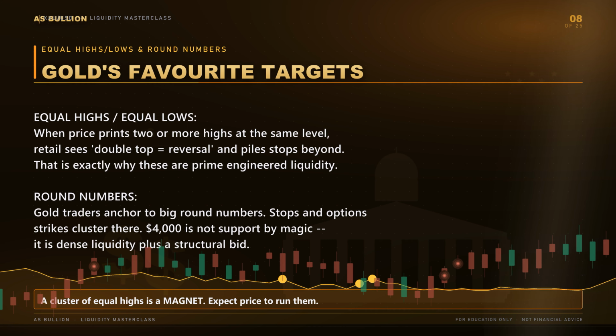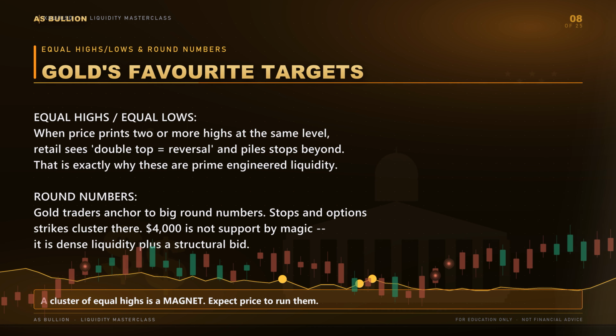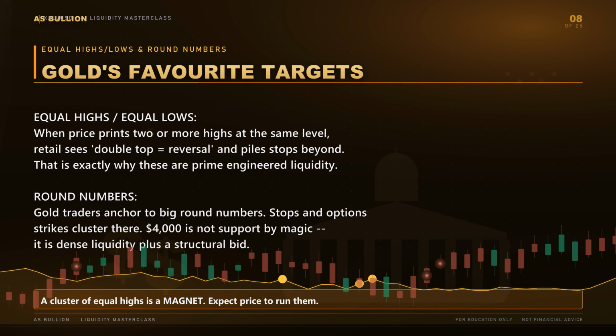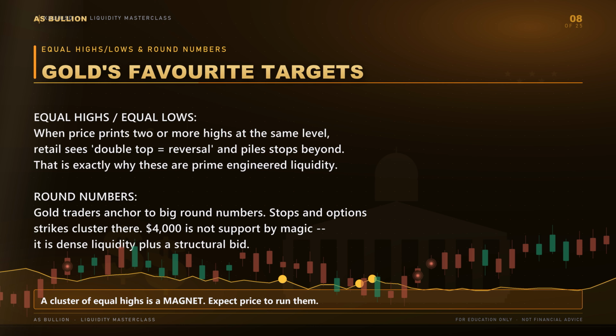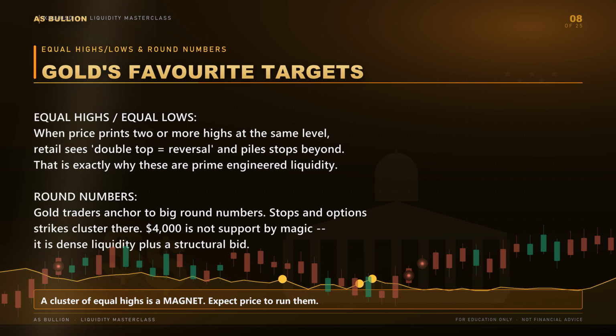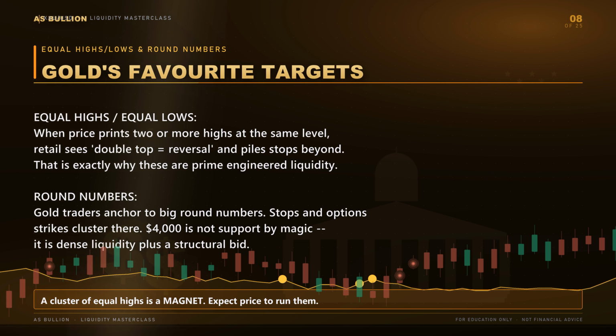Buy-side taken means look for shorts. Sell-side taken means look for longs. One structure confirms. This is the opposite of what most retail traders do, and it is why they get trapped on the wrong side of the move.